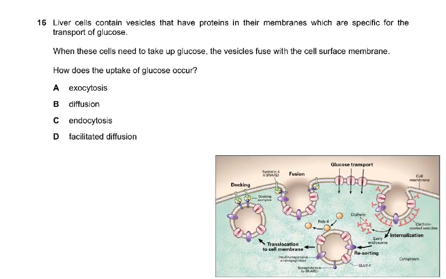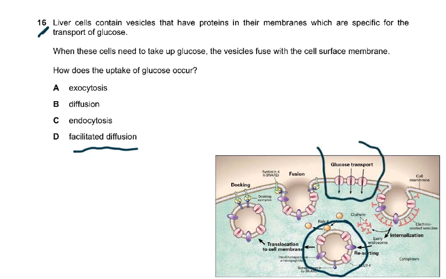Now, coming to the next question, which is a difficult question, 16. Liver cells contain vesicles that have proteins in their membranes, which are specific for the transport of glucose. When these cells need to take up glucose, the vesicles fuse with the cell membrane. A vesicle means it has a membrane and then it will come and fuse with the cell surface membrane. How does the uptake of glucose occur? Well, glucose cannot enter. It's polar. It's water soluble, so it cannot enter. It has to enter by facilitated diffusion, through a channel protein.